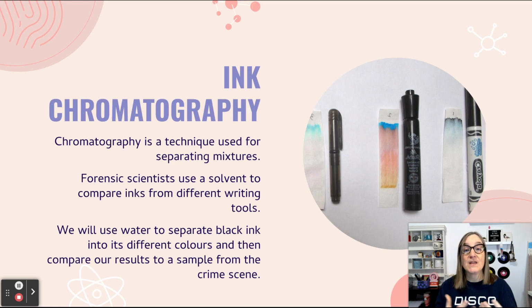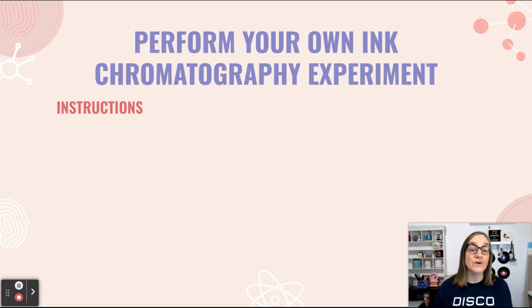So, for example, if they wanted to analyze some ink that was an alcohol based ink, they couldn't use water as a solvent to separate it out. Since we're using water soluble markers, we'll use water as our solvent to separate black ink into its different colors and then compare our results to a sample from the crime scene. Here's how to perform your own ink chromatography experiment.